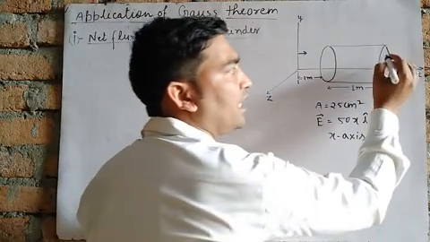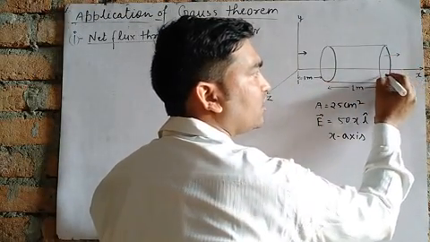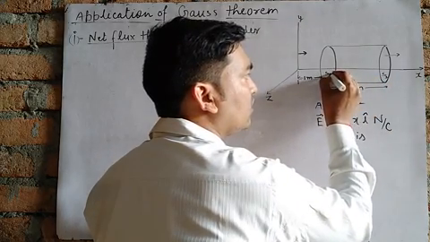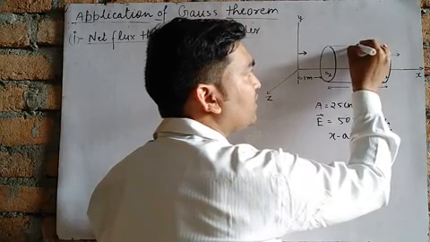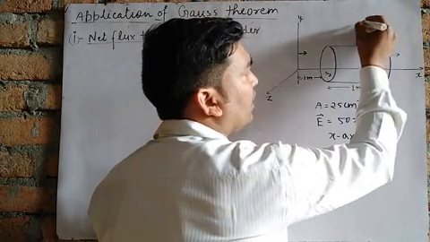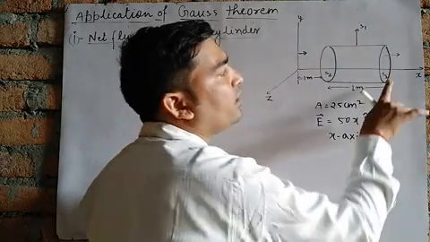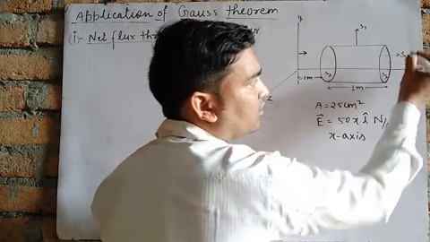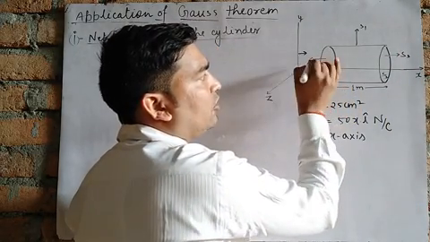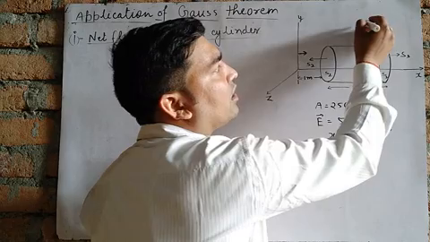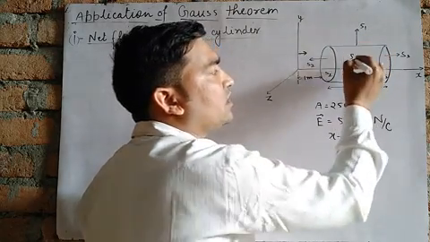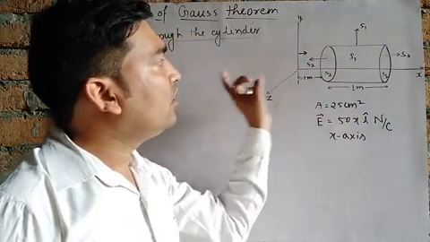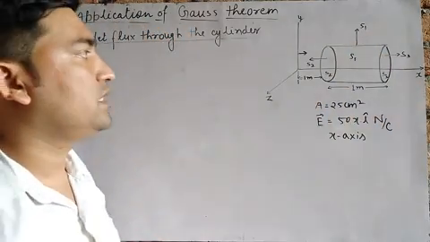It means the direction of this area vector is, suppose this is S3, this is S2, and this curved surface is S1. Then the direction of the area vector of S3 is here, S2 is along this direction, and perpendicular upward is S1. This curved surface is S1. It's okay. These are the directions which are perpendicularly away or normal to the surface.